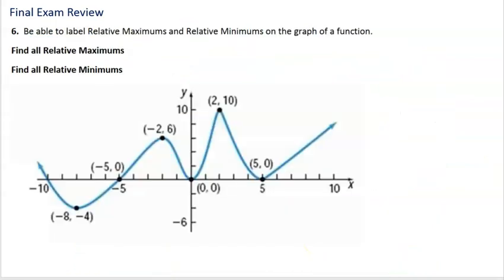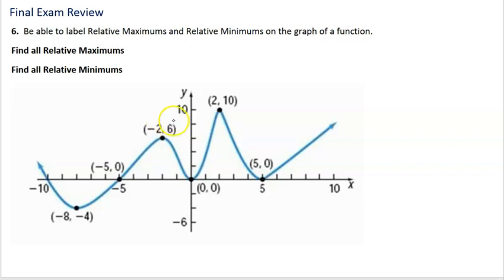Be able to label relative maximums and relative minimums on the graph of a function. Okay, so I want to find all the relative maximums. Y'all, maximums are high points. I don't mean the highest point on the entire graph. I mean like a mountain or a hill that you can hike up or over.